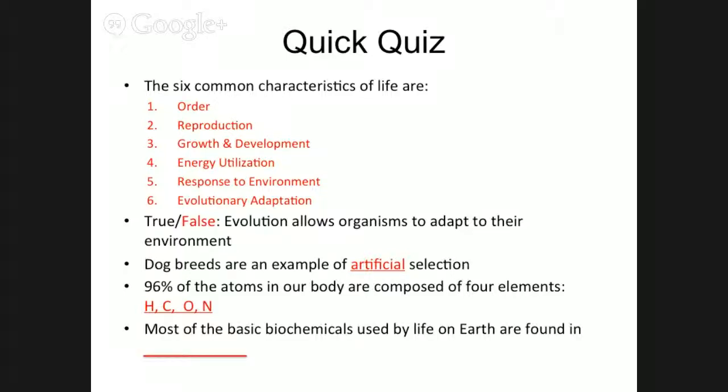All right, most of the basic biochemicals used by life on Earth are found where originally? The sun. Nope, too hot. But you're close. The inside of the earth. Too hot. What is this class called? Life in the universe. And where are the chemicals found? The universe. In space, all right? Astrobiology, stuff in space.